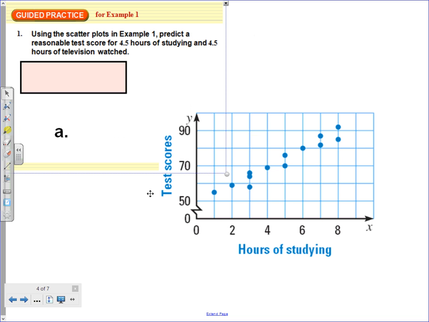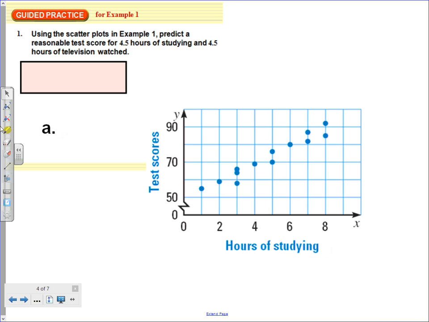So if you look in your book, this goes along with example 1, and they have a graph that I've put here. They have their scatter plot, and it says using this scatter plot, predict a reasonable test score for 4.5 hours of studying and 4.5 hours of television watched. So this first one I have here is studying. If you look over on our x-axis, I can pick up a pen here. We're going to go over on our x-axis. This is 4. This would be 5. So 4.5 would be somewhere in here.